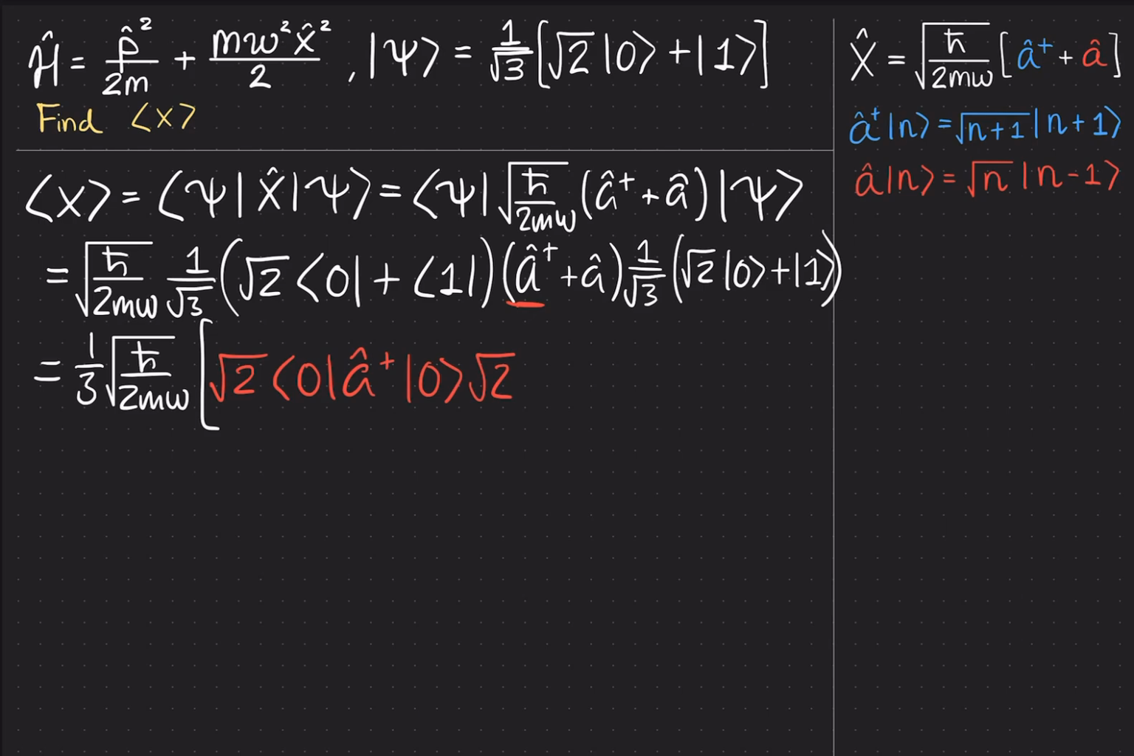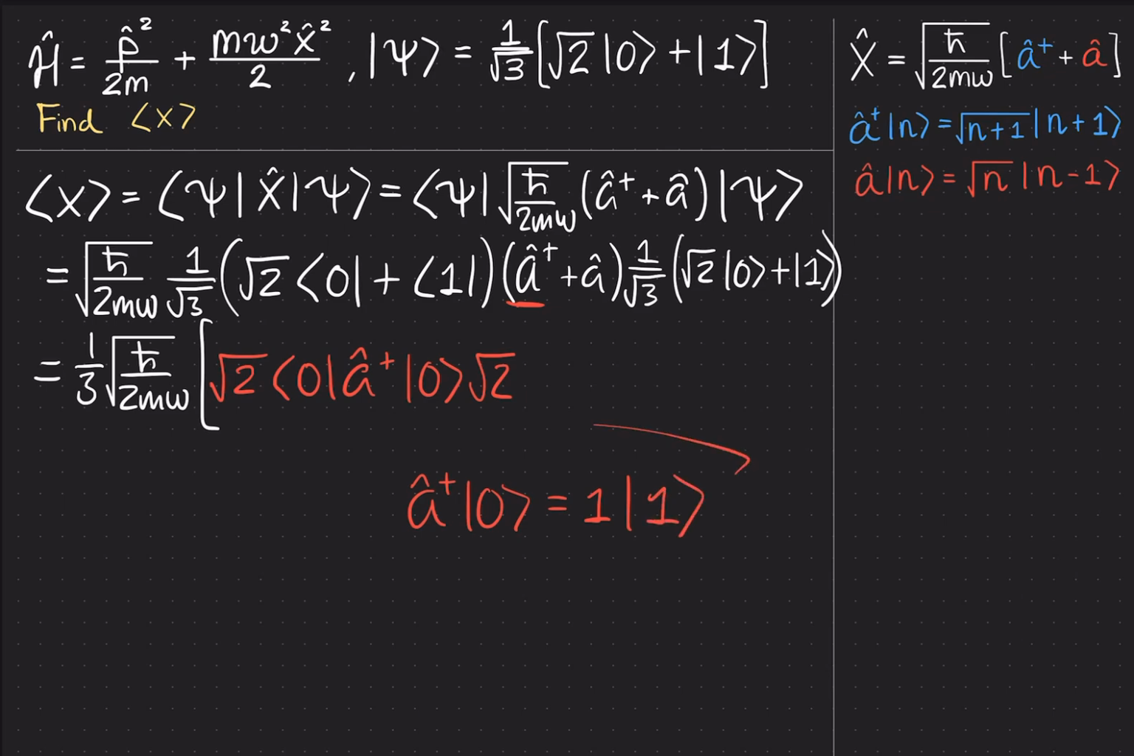When we check the raising operator, we see that it raises the state number. So for example, if I apply the raising operator to my 0th state, I'm going to get an eigenvalue of the square root of n plus 1. n was 0, so I'm going to get the square root of 1, which is just 1, so I'm going to get 1 times the n plus 1 state. In this case, n was 0, so I'm going to get the first state.